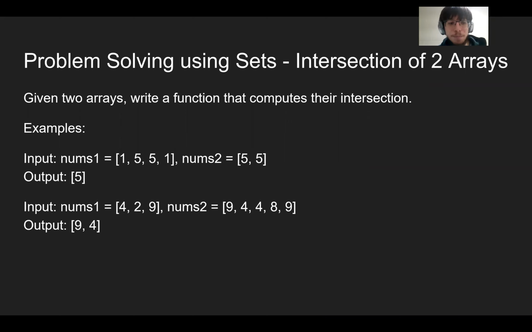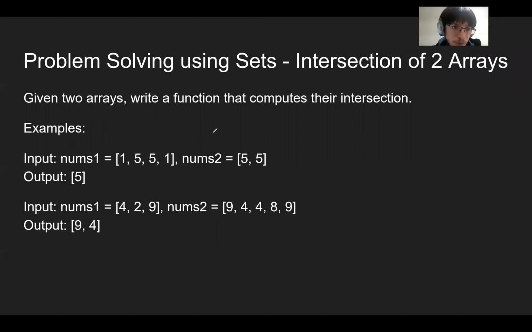And another example, the input is 4, 2, 9, right? And the intersection of 4, 2, 9 and 9, 4, 4, 8, 9 is just 9 and 4, right? So let's talk about how you could try and solve this. First, you can try and solve it yourself. Then we'll try and solve it, and then we'll go over the code for it. So if you want to try and solve it yourself, go ahead and pause. Otherwise, we'll go over some ideas that you might have, and then we'll actually look at what the code might look like.